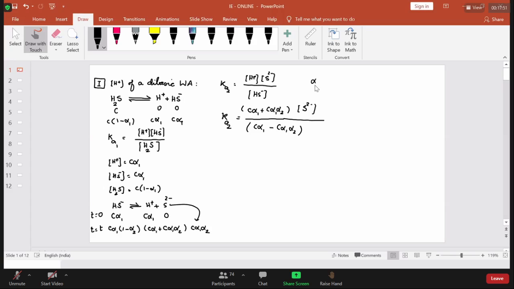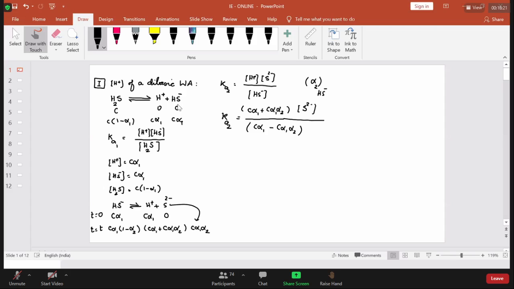Remember that alpha 2 is the second stage of degree of dissociation. Alpha 2 is the degree of dissociation of HS minus ion. Now listen carefully. The beauty of the subject is HS minus ion. H2S is a weak acid. And what we have learned, conjugate base: HS minus is the conjugate base. The conjugate base of a weak acid is a strong base. HS minus is a strong base.